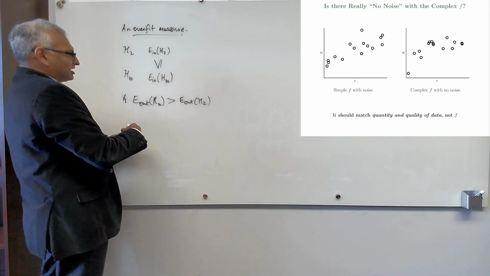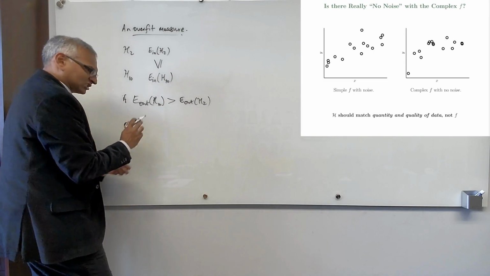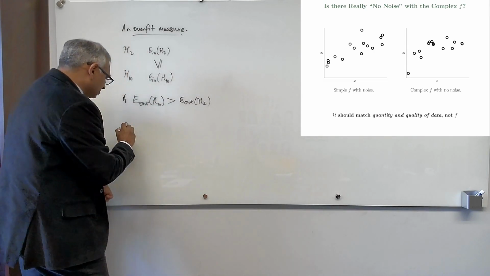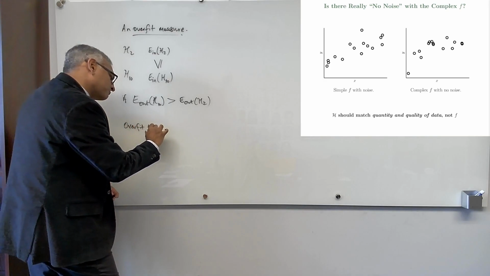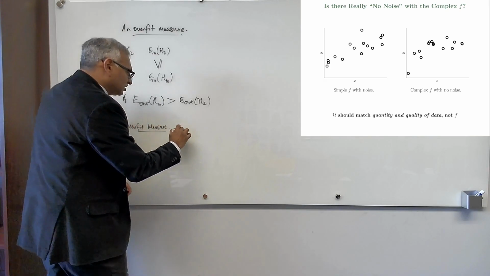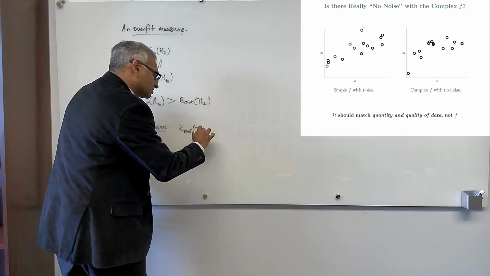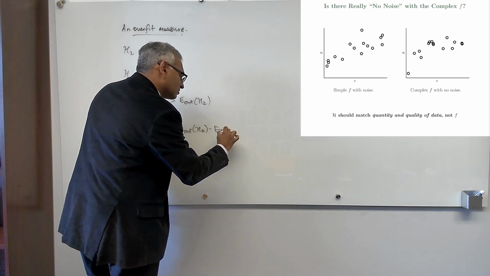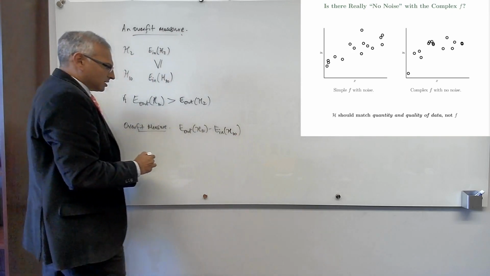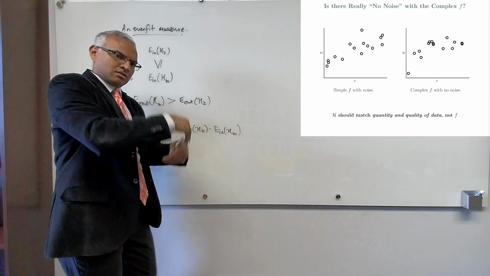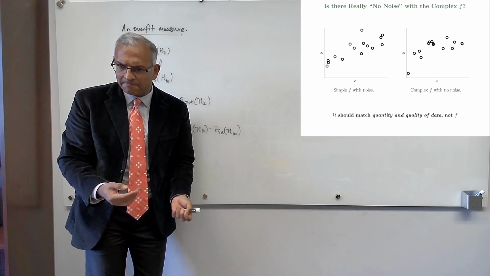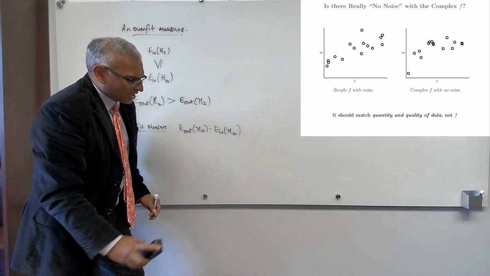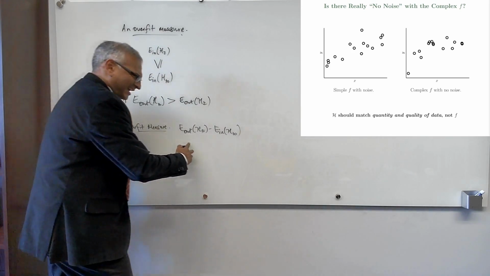So we can define an overfit measure, which quantifies how much we have overfit. We'll define it as just E out of H10 minus E in of H10. The higher this number is, the more the overfitting. The lower this number is, the less the overfitting. Now let's go to the slides, and I'm going to show you some curves where we study this number.